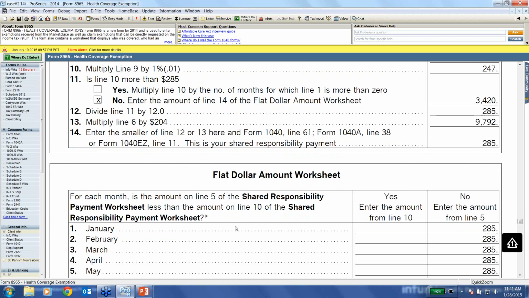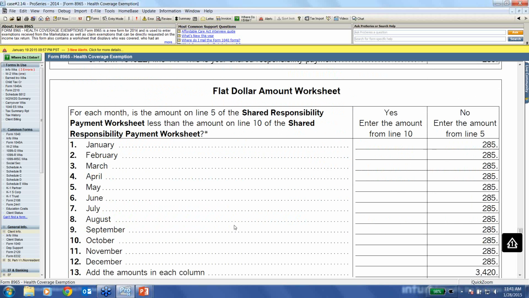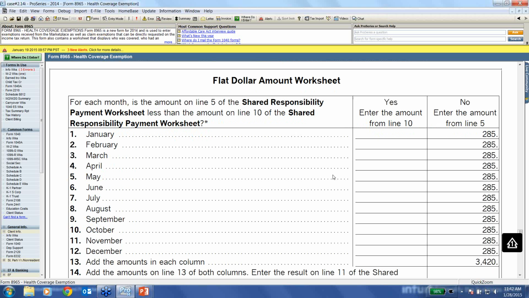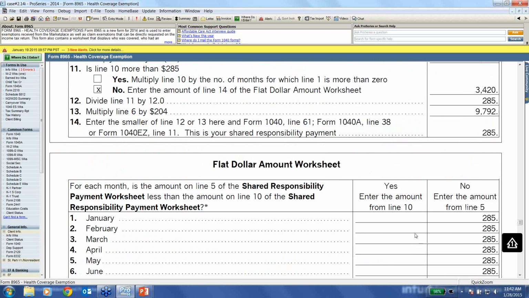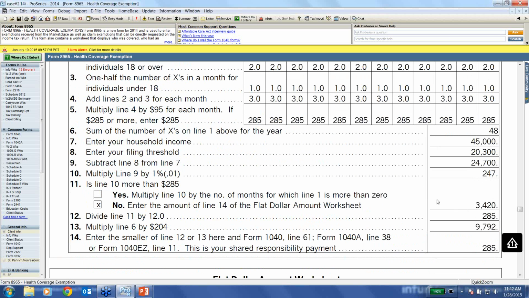So we have to go to the secondary worksheet here, and that's where we determine the greater of the flat dollar amount or 1% of household income minus the threshold. We do that on a monthly basis. That's why we go to this sub worksheet here. And in this particular case, the flat dollar amount, $285 per month, is greater than what the 1% of household income minus the threshold would have been. So we have $285 for each month. We add them up, and we get $3,420. And we bring that back up to the main worksheet here and punch it in on line 11.